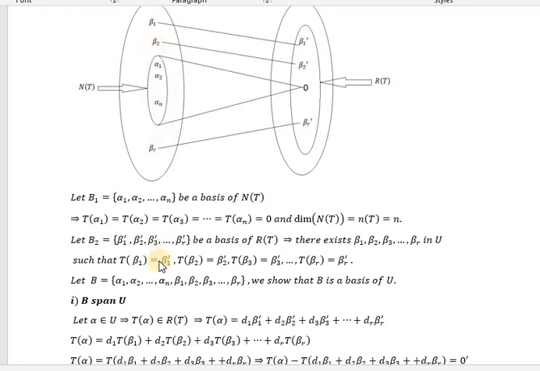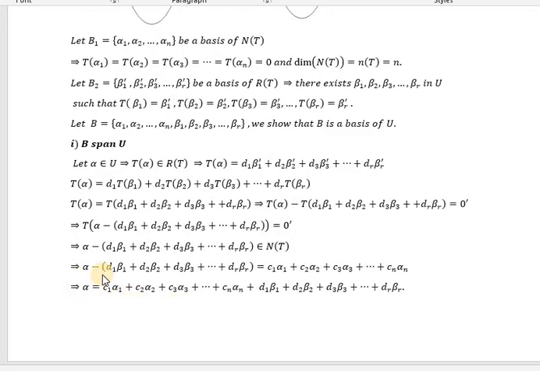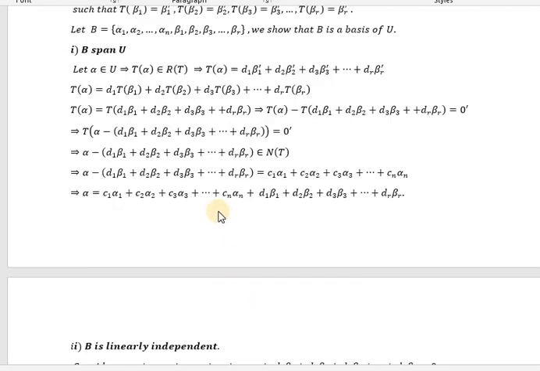Since the vector alpha minus of d1 beta 1 plus d2 beta 2 so on belongs to N of T, it is a linear combination of its preceding vectors. So alpha is equal to, transferring this minus term to this side, c1 alpha 1 plus c2 alpha 2 plus c3 alpha 3 so on cn alpha n plus d1 beta 1 plus d2 beta 2 so on dr beta r. Now see, alpha is expressed as a linear combination of alpha 1 to alpha n and beta 1 to beta r vectors. Hence B spans U.